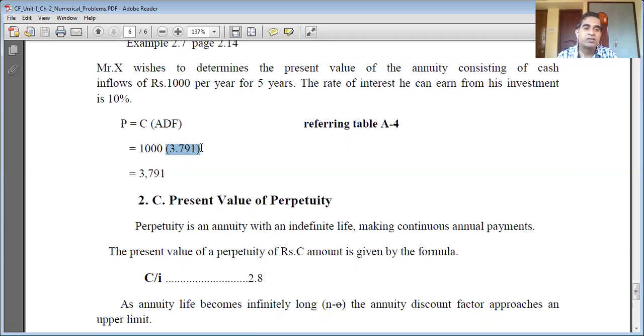3,791 rupees. So 1,000 rupees to be received each year for 5 years. For a layman, it will be 5,000 rupees, right? But when you convert the value of this annuity into its present value, it's only 3,791 rupees. So you can recall the example of my photocopier machine.